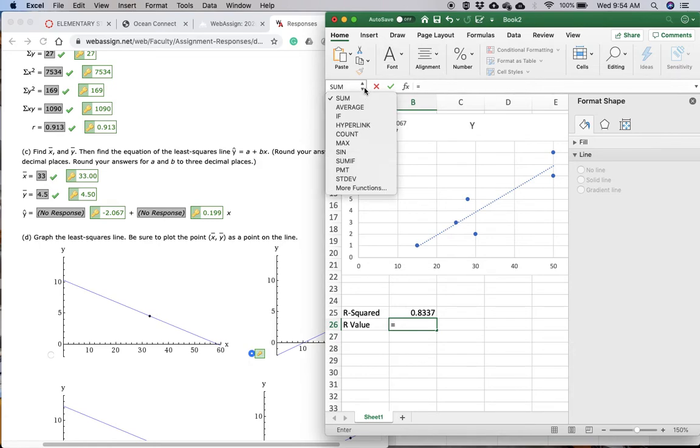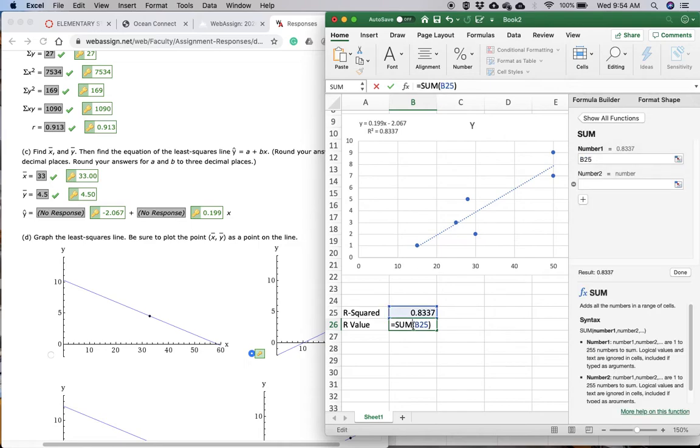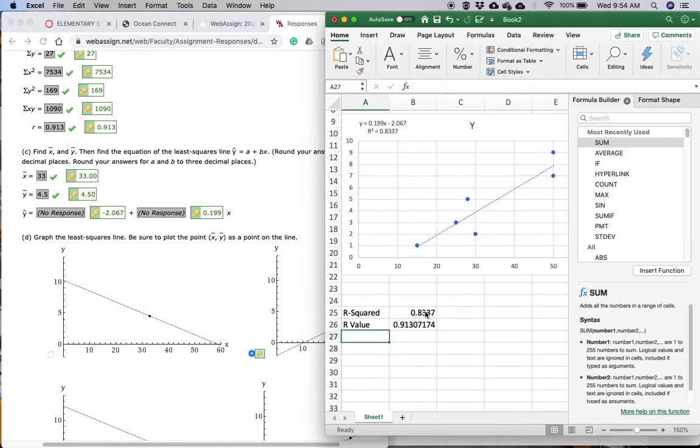there are so many different ways to do this, okay? I like to do equals SQRT, which is square root, and then open a parenthesis. I'm going to highlight that cell right there because that's what I'm taking the square root of. And what do you know? The R value is 0.913, which is what we have right here. All right.